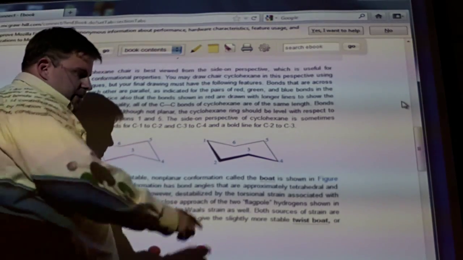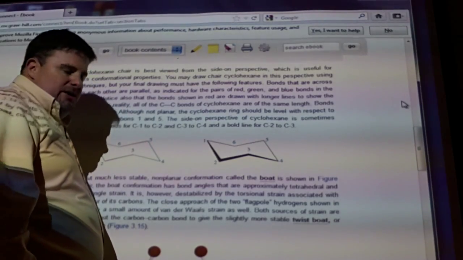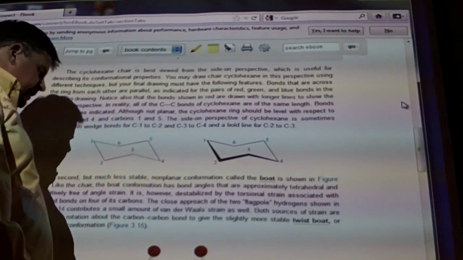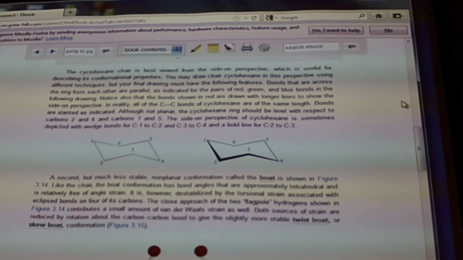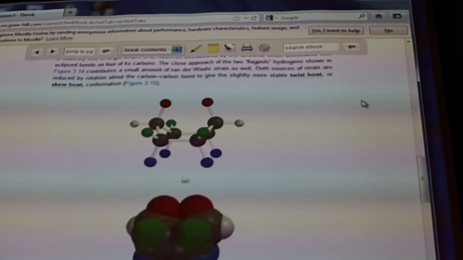So that's a 3-dimensional image. This is coming closer to you, and these are going away from you. So that's what you end up seeing if you look at this from the side angle. All right? There's also a different chair conformation here.